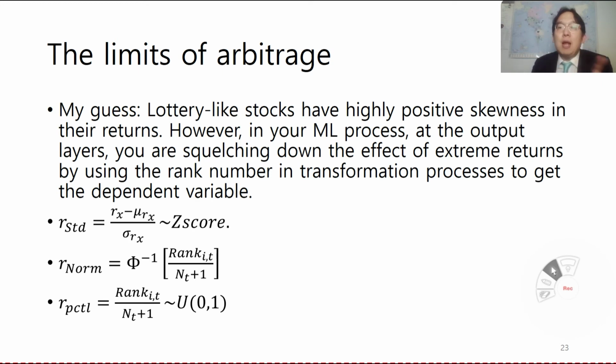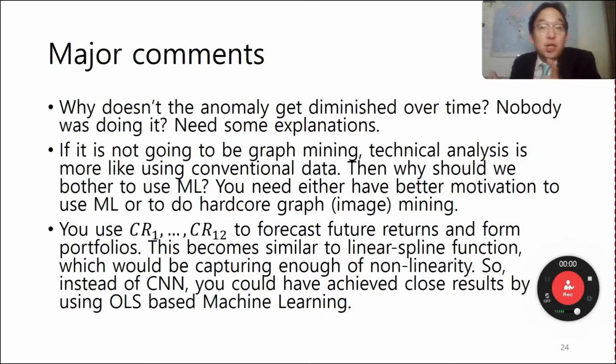However, in your ML process at the output layers, you are squelching down the effect of extreme returns by using rank number transformation processes to get the dependent variable. I understand that you are more concerned about this portfolio-based analysis of the conventional expected return, cross-section of stock return analysis part. But to the extent that this is more about the individual investor appealing, then I think you should take another avenue, I guess. Another major comment is like this.